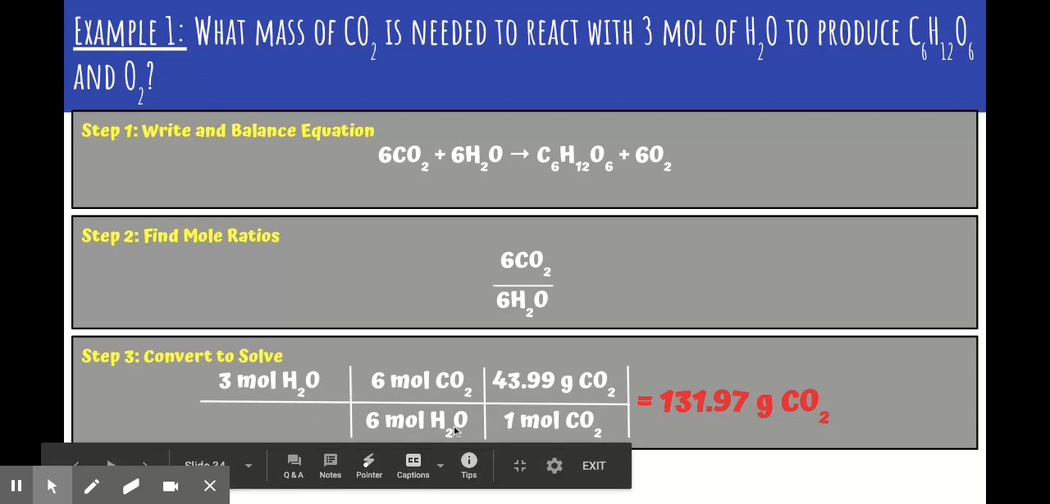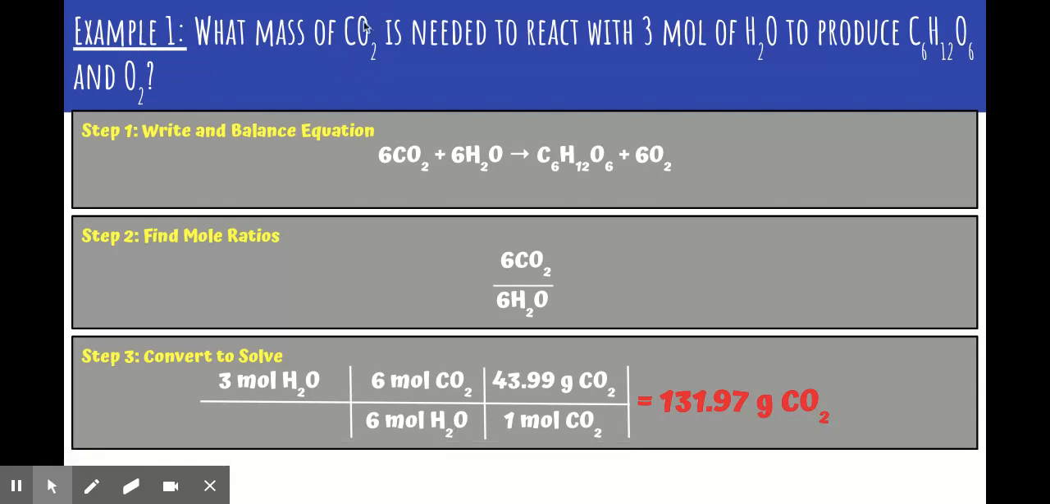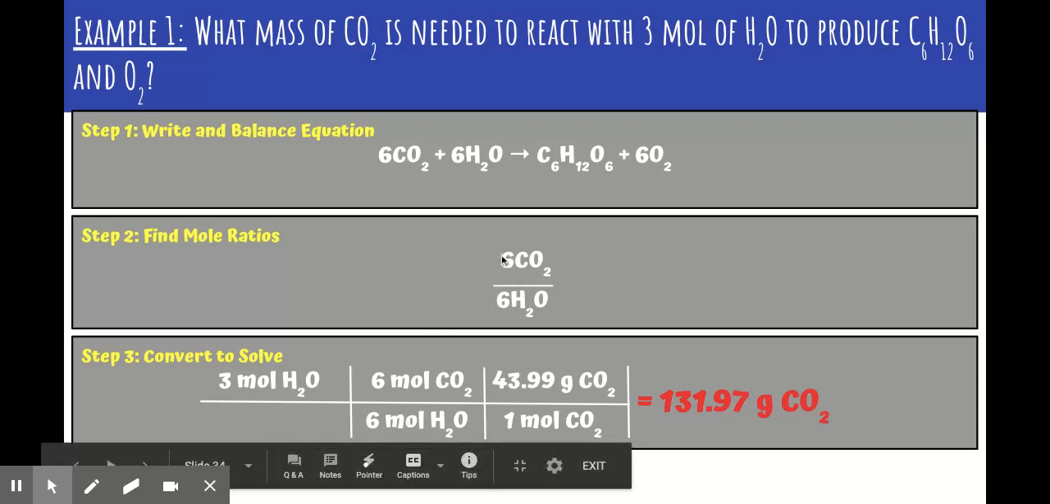Now we have to figure out, if we're trying to find the mass of carbon dioxide that's needed, we already have our mole ratio right here. It's a 6 to 6 ratio. Leave it at 6 to 6. Don't change it to 1 to 1. Don't reduce it, because it could mess things up later on whenever we have more complicated problems. So don't reduce the ratio. We know that there's 6 to 6 here. So 6 moles of carbon dioxide is equal to 6 moles of water.